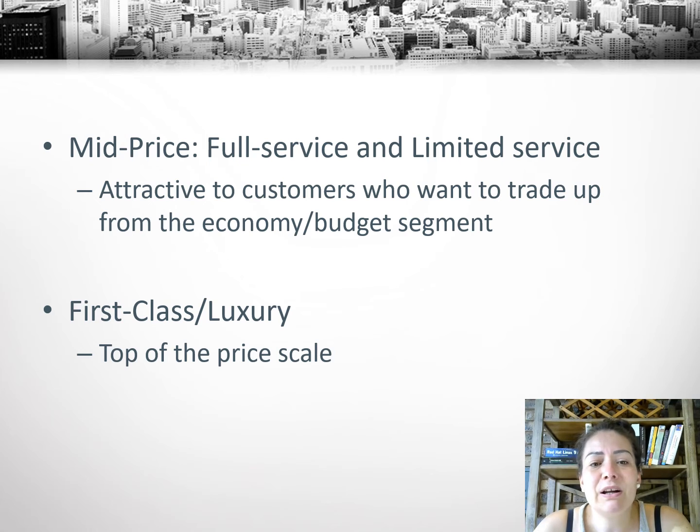And then we have the luxury or first class segment. This is obviously top of the price scale. So you pay for what you get. So they would most likely have a spa at the hotel or room service or all that extra facilities and services that you can obviously think of.